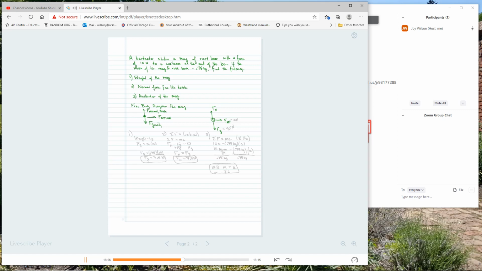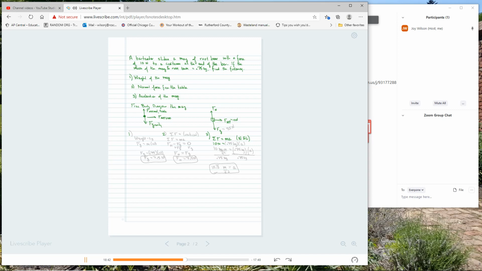We know that the net force is equal to mass times acceleration. This is Newton's second law, N2L. So our force, they tell me in the problem, was 10 newtons. This number is 10 newtons. And my mass of my mug was 0.75 kilograms. And acceleration, I don't know.